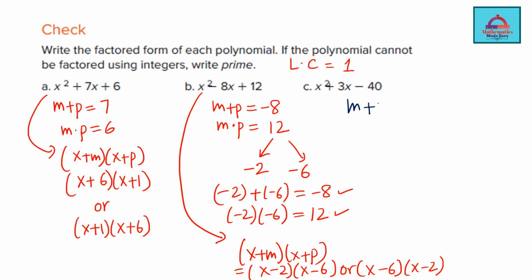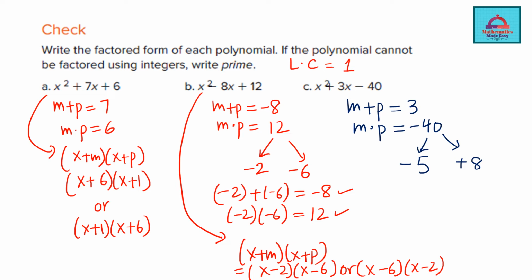Here the sum of the roots would be the middle term 3, which is positive, and the product of the roots would be the last term, minus 40. So what are the factors of 40 that can give you 3? Let's see. 4 multiplied with 10 is 40, but it will not help us. Then 5 multiplied with 8 is also 40, and that will help us. So if I take minus 5 and plus 8, let's see. Is it meeting the criteria?